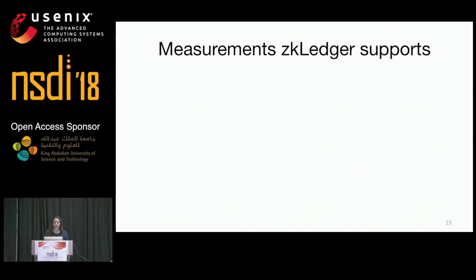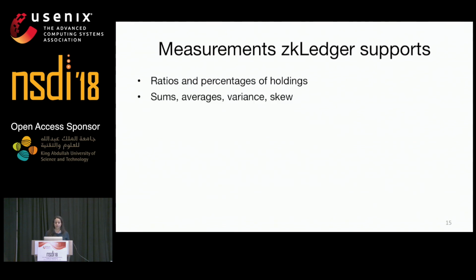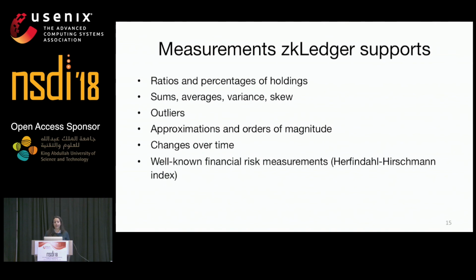zkLedger supports any linear function over transaction values. For example, we can do ratios and percentages of holdings, sums, averages, variance, skew, outliers, for example, which transactions have values outside of a certain range, approximations and order of magnitude, so you can reveal the order of magnitude of my assets without revealing the exact number, changes over time, and well-known financial risk measurements like the Herfindahl-Hirschman index.